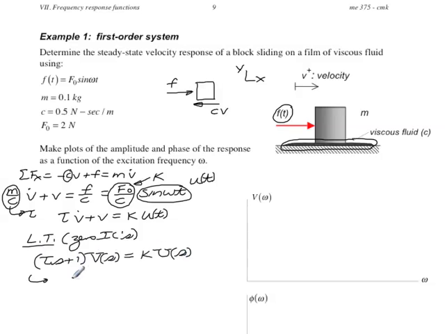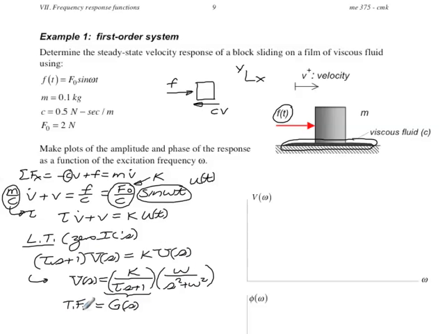So our response transformed is k over tau s plus 1 times the Laplace transform of sine omega t, which is omega divided by s squared plus omega squared. So this, of course, is our transfer function G of s. That's going to play a very important role in our response. And this, of course, is the Laplace transform of our input u.